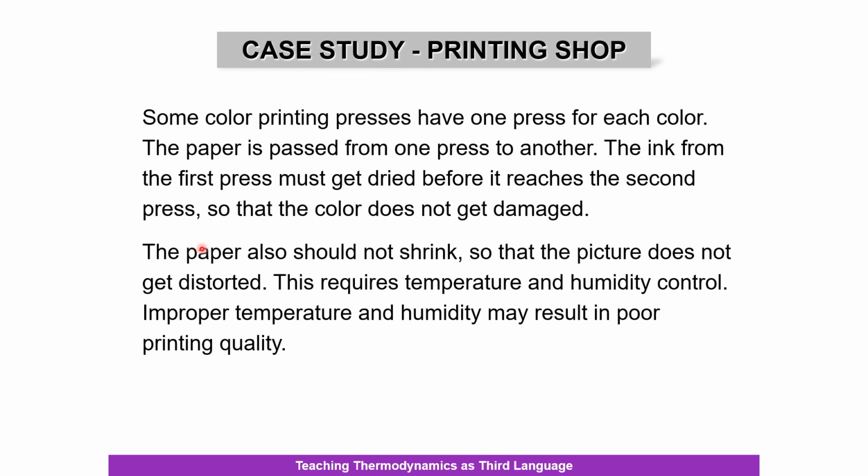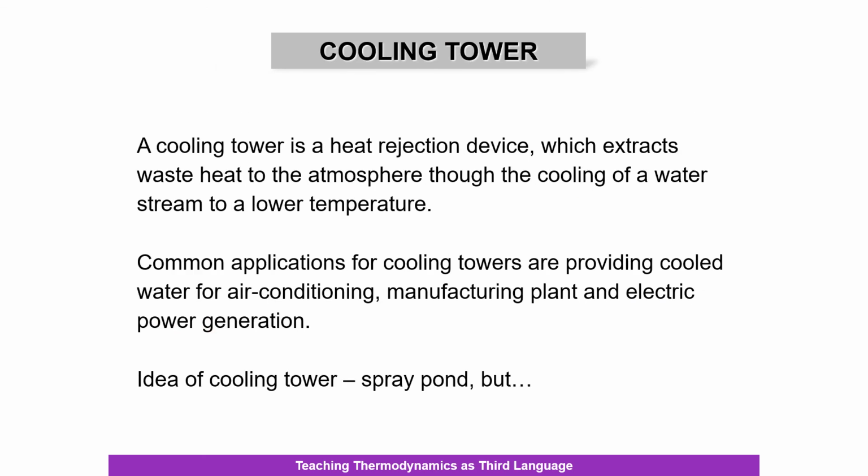The other thing that you need to take into consideration in a printing shop is that the paper should not shrink. If the paper starts shrinking because of overheating and cooling, your picture will have some sort of distortion. So you need to control the temperature and humidity. Improper temperature and humidity may result in poor printing quality. So these are some of the things that you need to consider for a printing shop as well.